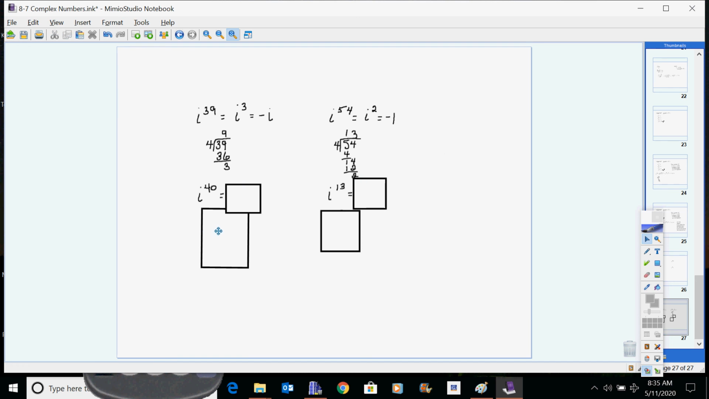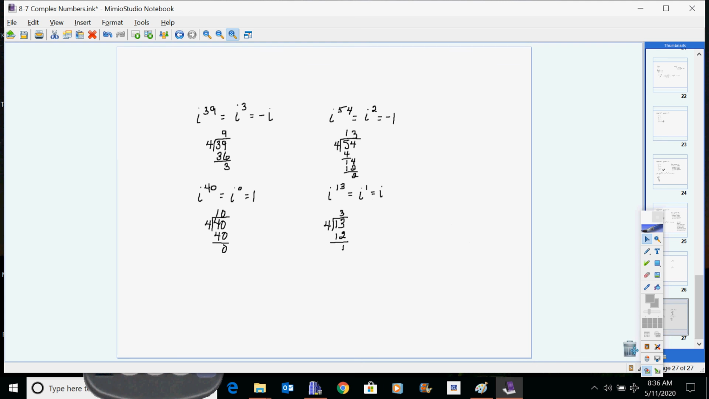On here, we have 40 divided by 4. My remainder is 0. i to the 0 is 1. That one's done. So if it's an even multiple of 4, you get a 1. 13 divided by 4 gives you a remainder of 1. So it's i to the first power, which is just plain i.